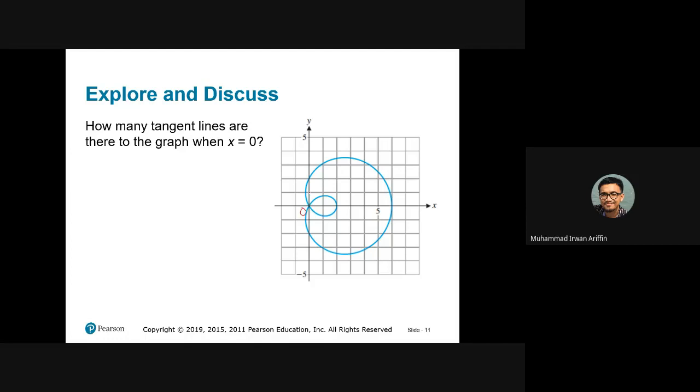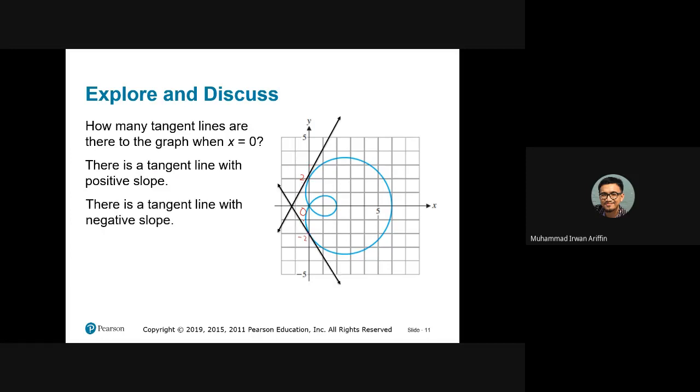Now at x equals 0, we have 2 points, here. So what is the value of y here? 5, 1, 2. So this is 2, and this is negative 2. How many tangent lines? We have one tangent line here with a positive slope, and we have another tangent line with a negative slope here. Okay, so we have 2.